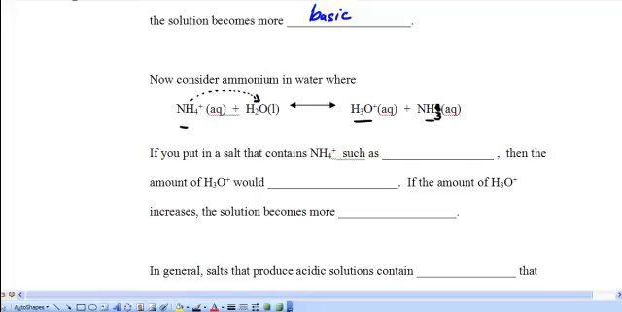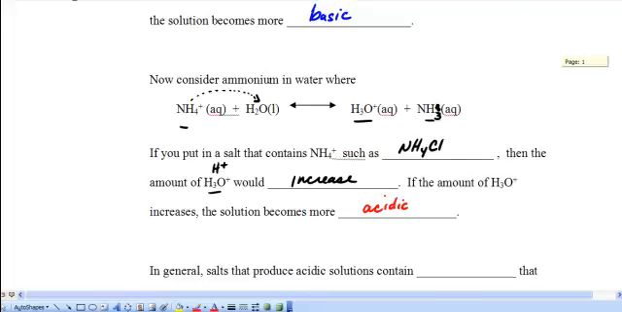So now, if you put any salt that contains ammonium, such as ammonium chloride, ammonium nitrate, then the amount of hydronium, which of course is usually just written as the hydrogen ion, is going to increase. Well, if you increase the amount of hydrogen that's in the water, or the amount of hydronium, then the solution becomes more acidic. So this salt, ammonium chloride, is an acidic salt.